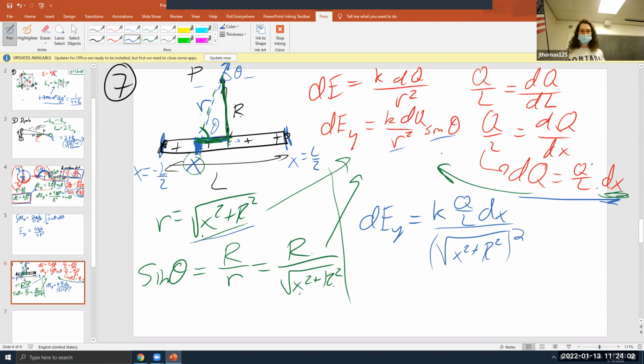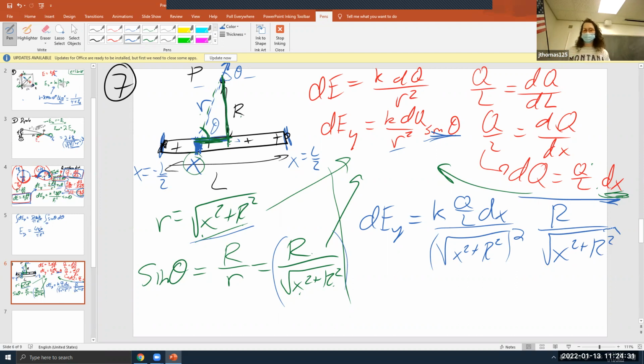And then the last substitution we have is for our sine theta right here. We want to substitute in big R over the square root of x squared plus R squared. So that's just a replacement right adjacent to it. So it'll be big R over square root of x squared plus big R squared. It's not great looking, right? But I do know that I can integrate this.